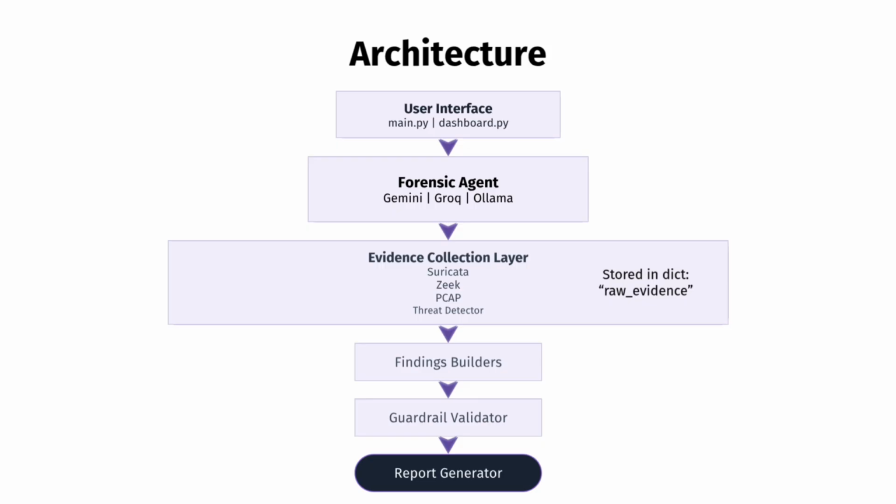As each tool is executed, the results are stored in a raw evidence dictionary, which acts as a single source of truth for the entire system. This ensures that all findings are based on actual past data. Once sufficient evidence has been collected, the system moves to the findings builder stage, where the raw data is analyzed to reconstruct the attack chain. Afterwards, guardrails and validation checks are applied to ensure correctness and prevent hallucination. If all required steps have been performed, the system then generates a PDF report, a Markdown version, and JSON that contains all findings.